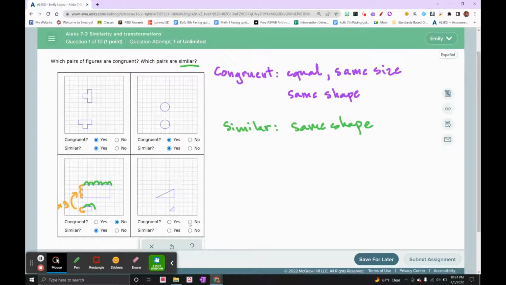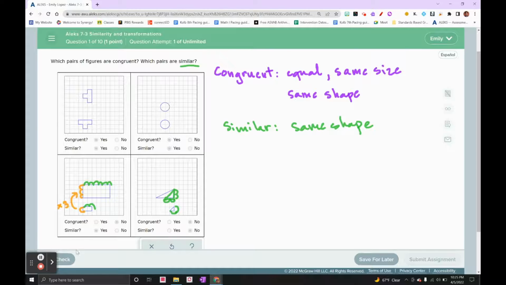Is this one congruent? The answer is no. They don't have the same size and same shape. Is this one similar? The answer is also no. If these triangles are similar, they should have the same ratio. This is 1 box, so this is increasing by 2. This is 1, so it should be increasing by 2 instead of 4. They will be similar if the triangle looks like this. So they do not look the same. All right, check for the answer.